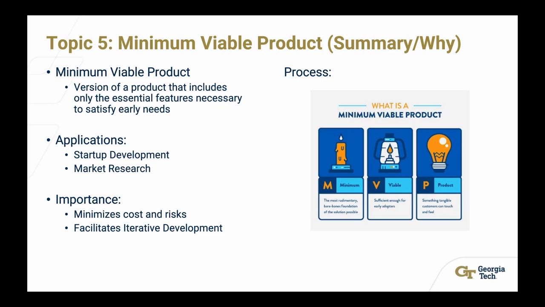A minimum viable product is a version of a product that includes only the essential features necessary to satisfy early customers and provide feedback for future development. Its applications include startup development by quickly testing a business idea with minimal resources to gauge market demand. Also, it benefits market research by testing how a new idea resonates with potential customers before full-scale production.